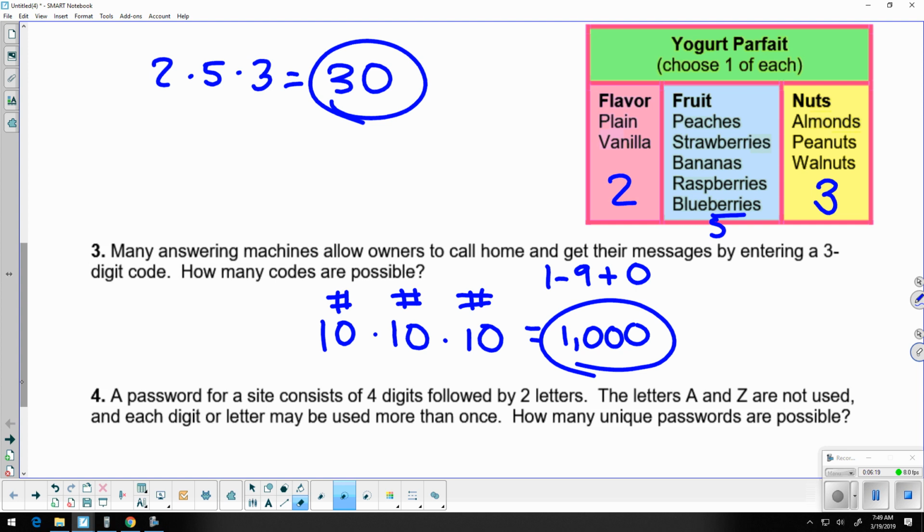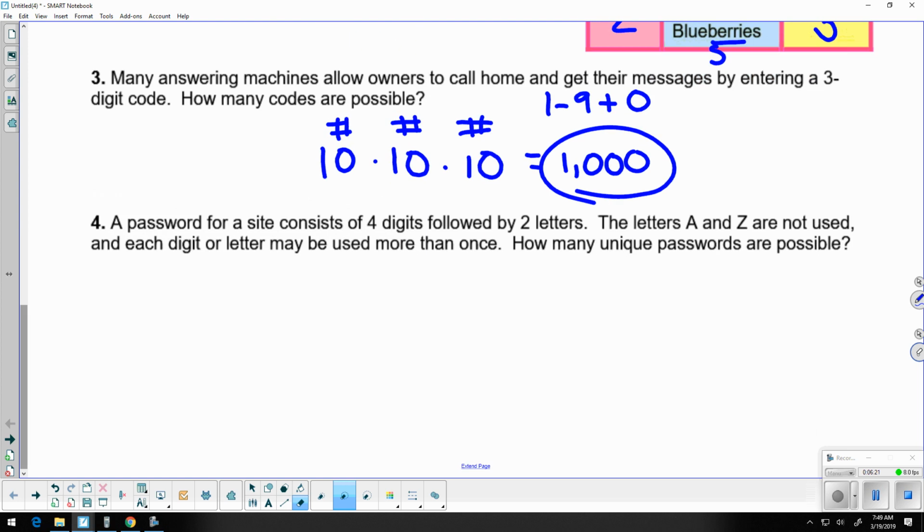Okay. The last one on this page, it says a password for a site consists of 4 digits and is followed by 2 letters. The letters A and Z are not used, and each digit or letter may be used more than once. So how many unique passwords are possible? So again, it's going to be 4 numbers. So here's kind of my setup. It's going to be 4 numbers followed by 2 letters. So I usually just put alpha and alpha. Just know I'm choosing a letter out of the alphabet.